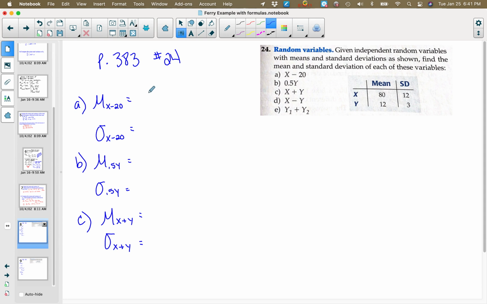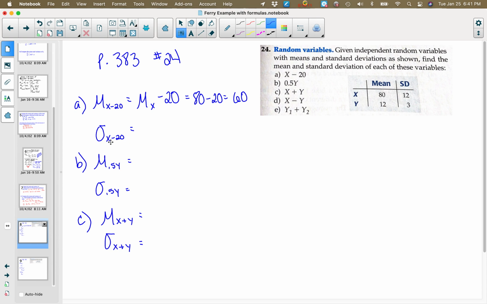So to find the first one, we're going to use the formula, and we're just going to take mu sub X minus 20. So mu sub X is 80, because that's the mean of X. So we get 80 minus 20, which is 60. So that's the first answer.